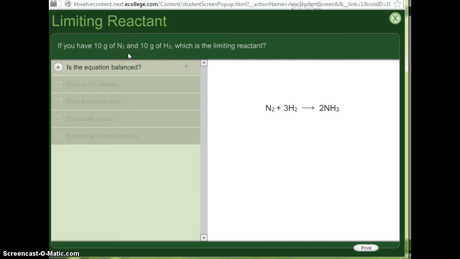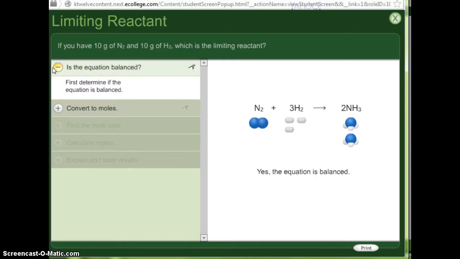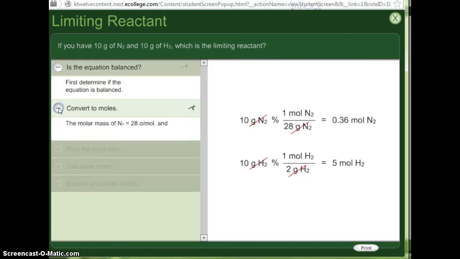You can't just look at this problem and say, oh, I know the answer because I need 3 times as many hydrogen, and look, they're 10 and 10 grams. It does not work that way. You actually have to figure out the math. So step 1, is the equation balanced? And it is. Step 2, they're going to have you convert to moles. And I agree. I would do it the same way.